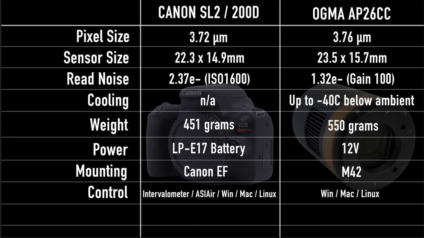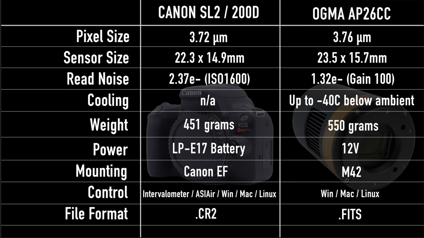And then there's many computer systems that you can control the Canon with if you have appropriate software and connect it with a USB cable. The Ogma is only going to work with computers. Now, that doesn't mean it has to be a laptop. You could, of course, use a mini computer or a Raspberry Pi if you're running Linux. So there's lots of different options in terms of the kind of computer you're going to use, but the Ogma doesn't work with an intervalometer or an ASI Air. So the Canon has a couple extra options in terms of controlling it.